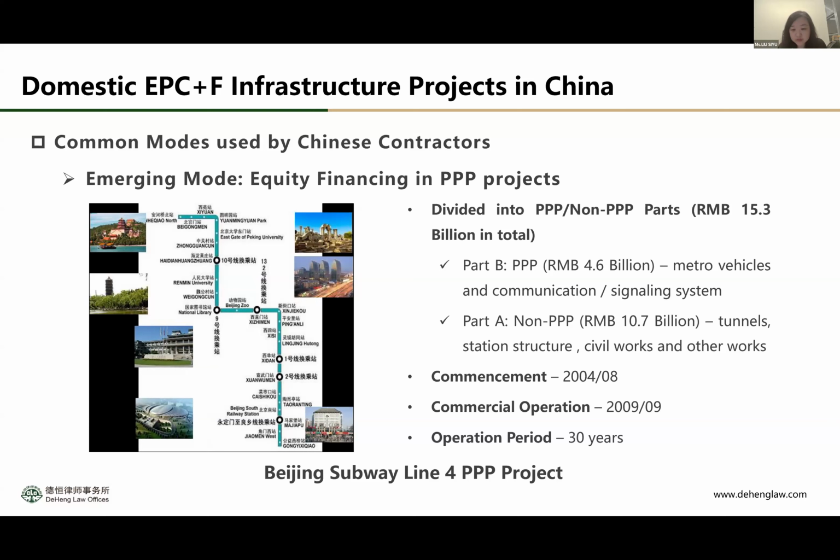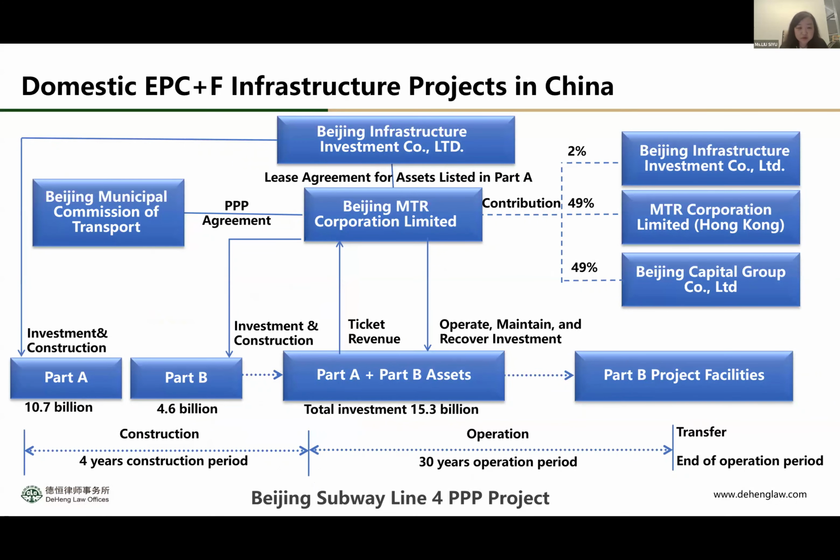So this project commenced in 2004 and started commercial operation in 2009. They have an operation period of 30 years. So this is the structure of how a PPP metro project in China works. You can see on the right side, there are several consortium members. They invest in this Beijing MTR Corporation Limited, which is responsible for the investment and construction of this Part B, and gets a 30-year operation period.